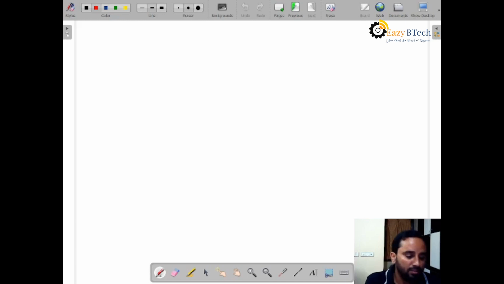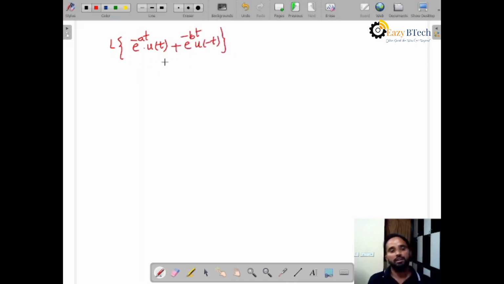Find the Laplace transform of the signal e^(-at) u(t) + e^(-bt) u(-t). What is the Laplace transform of this given signal? And we want to determine the ROC also.